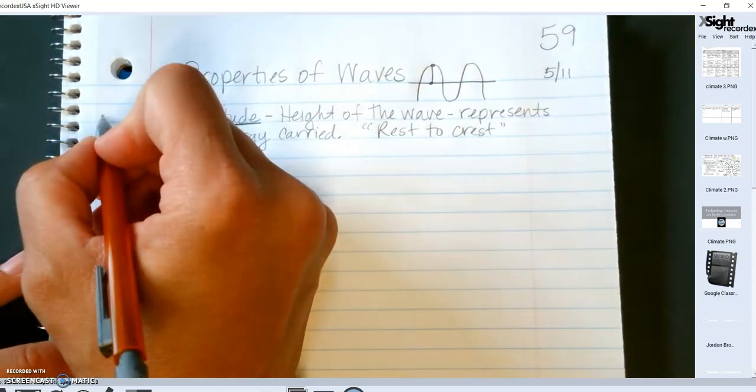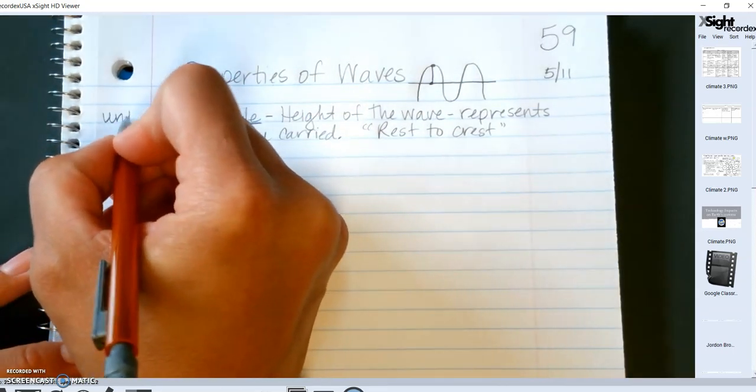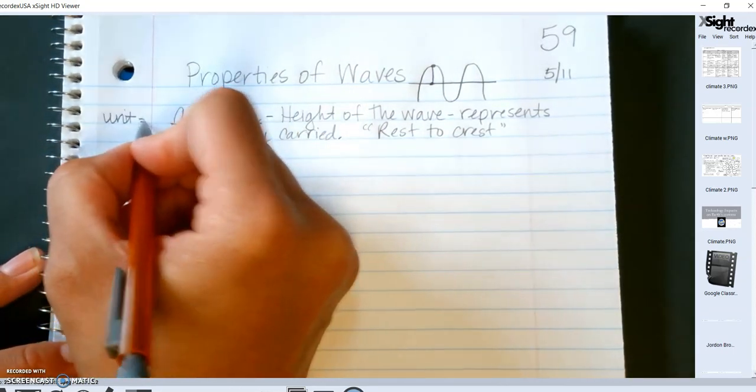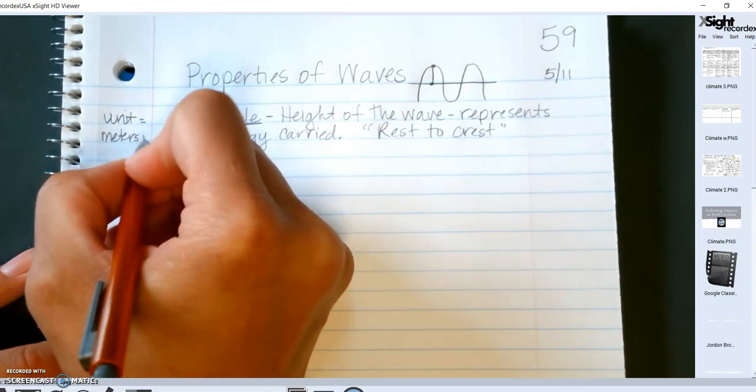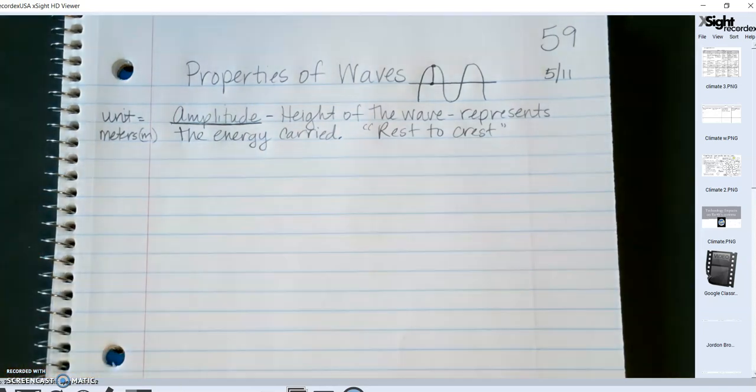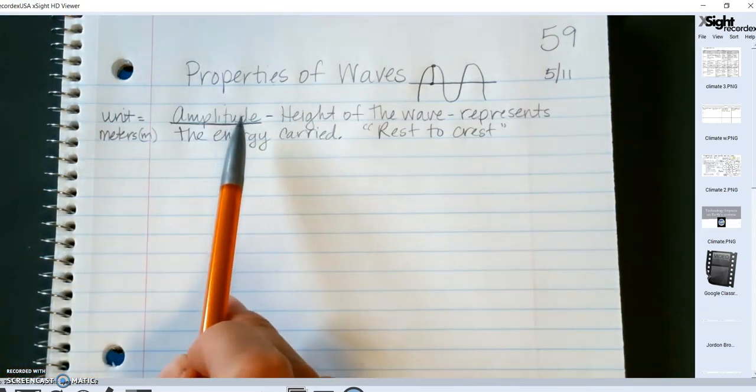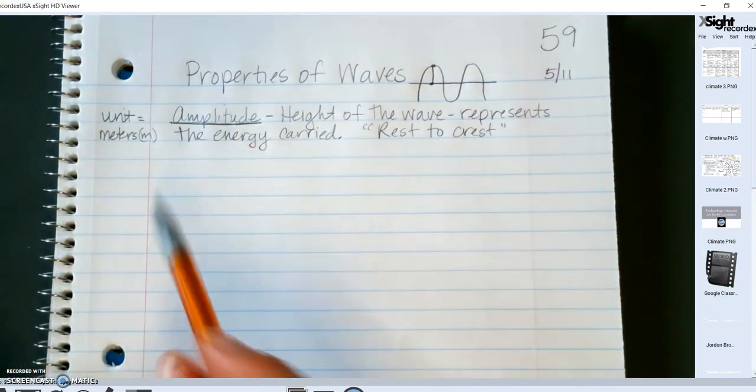So there is a unit for amplitude, and the unit is just going to be what we measure distance in, or meters. So anytime you're measuring the amplitude, you're going to report that data in meters.